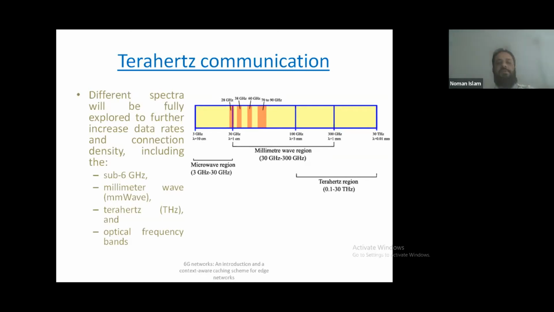Obviously, there are certain issues such as molecular absorption, so that the signal fades earlier when it is transmitted. So there are issues that people are working on, but I hope that terahertz communication will be possible in future. Then optical frequency, that is visible light communication, is also possible.